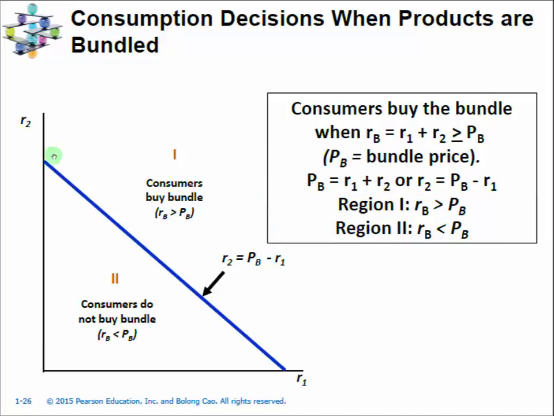So if we just put it simply, the price for the bundle is represented by this blue line. It says with any combined reservation price of R1 and R2, if the combined reservation price RB is higher than the bundle price, then the consumers will buy this bundle. But the consumers in this region, they have a combined reservation price R1 plus R2 that is less than PB, the bundling price. They do not purchase the bundle.